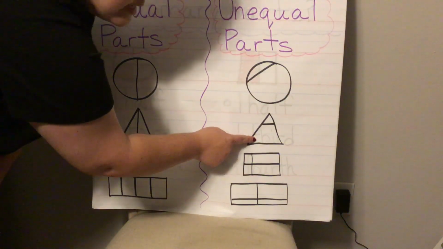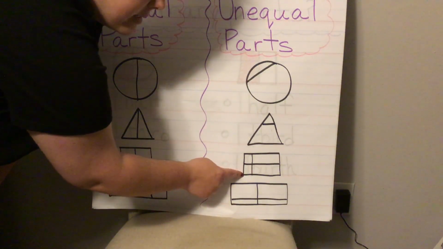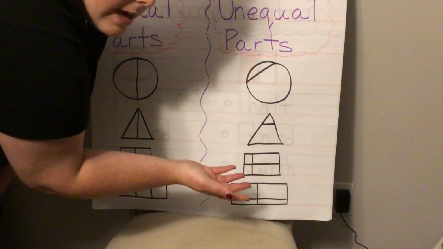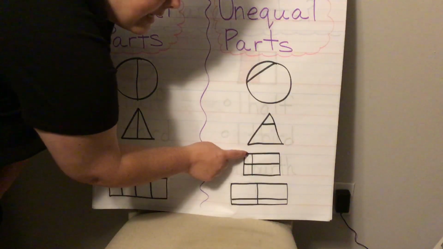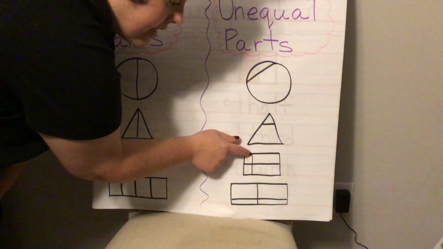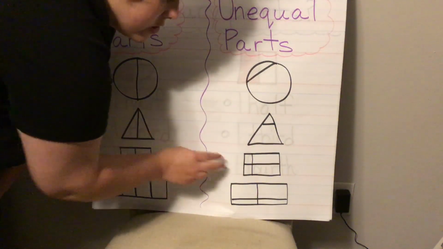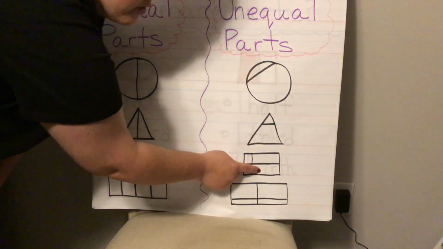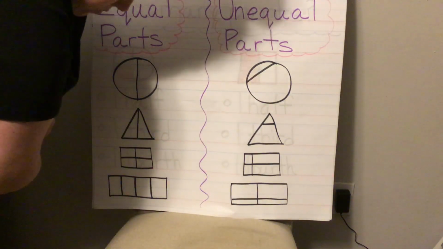They are unequal. My rectangle, I did it across, which starts out to be equal parts, but then I came over here to the left side and I drew a line down. So now I have 2 small parts over here and 2 bigger parts over here. So that means that those are unequal.